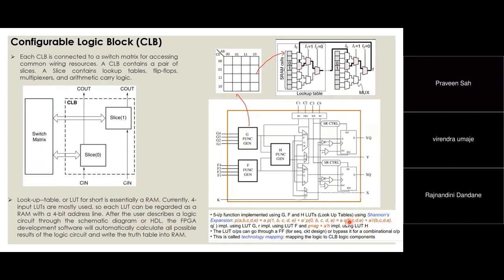Here in this equation, Q of BCD has four inputs, and these are four-input LUTs. So this Q function can be implemented using this lookup table G. Now this R of BCD can be implemented using F.